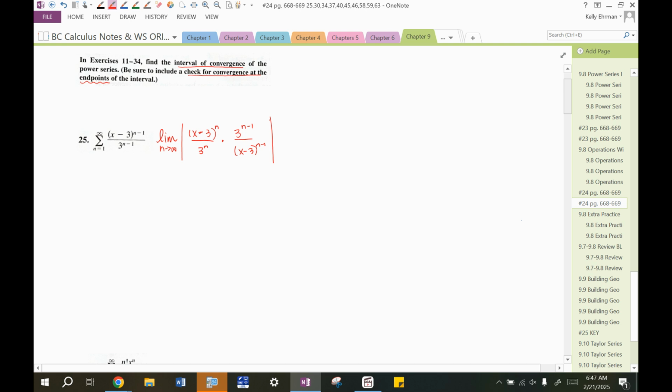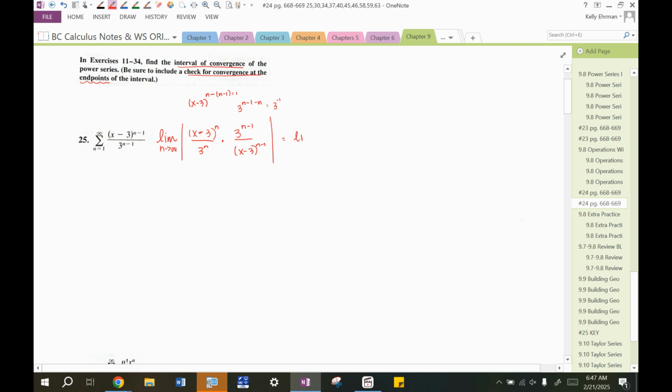All right, so what will we have left? Remember, when you're doing this, you are subtracting your exponents. So this would be n minus the quantity n minus 1. That's going to leave you with x minus 3 to the first. And then on the 3's, you're going to get n minus 1 minus n, so that's going to leave you with 3 to the negative 1.